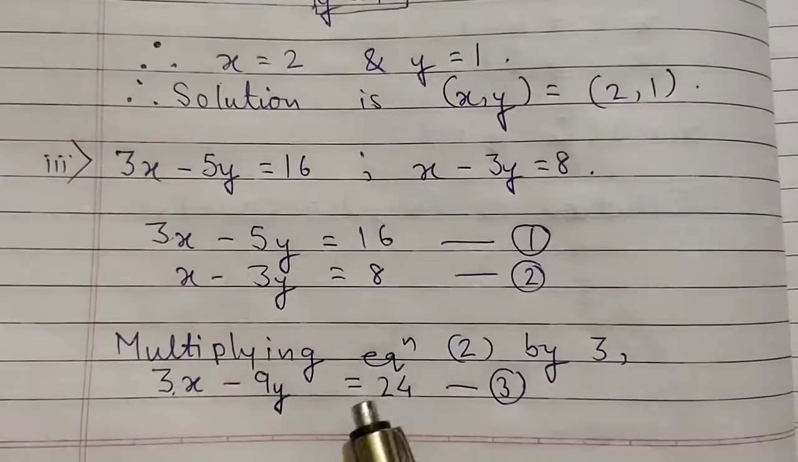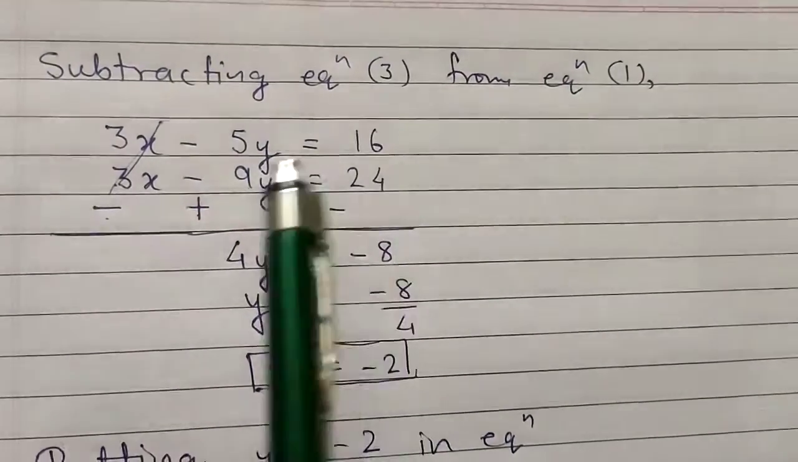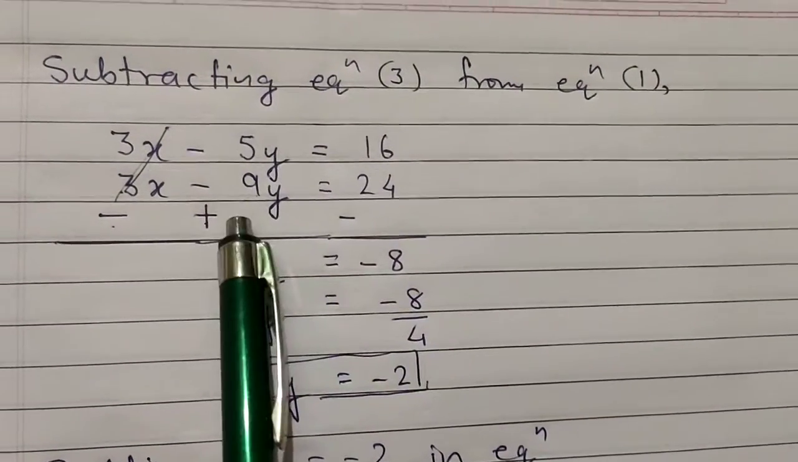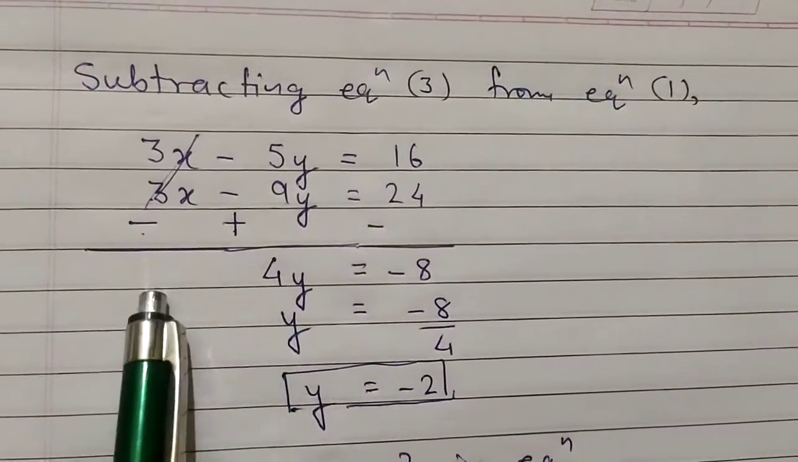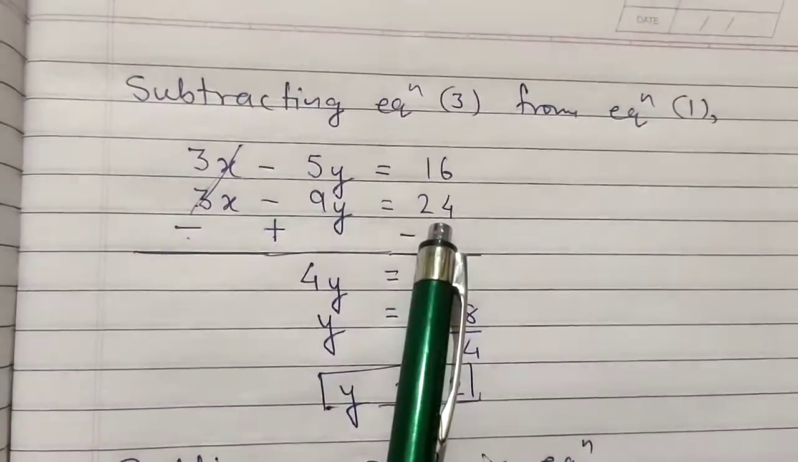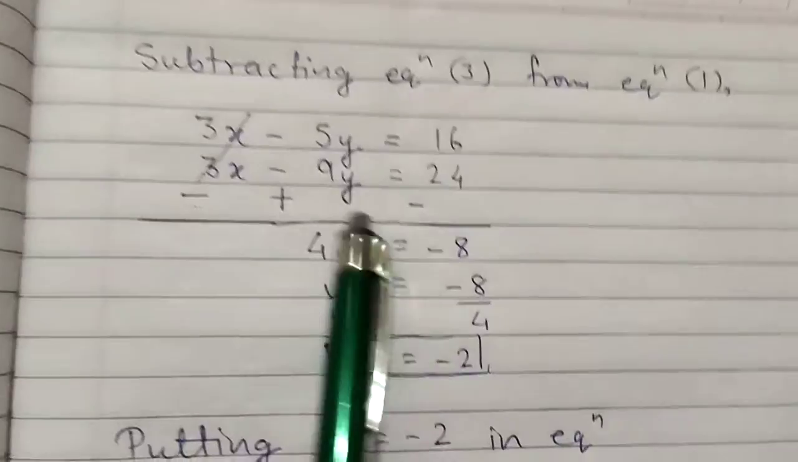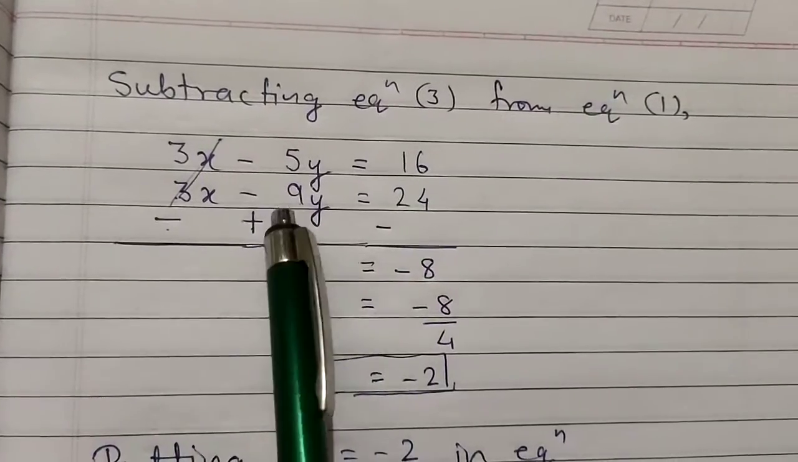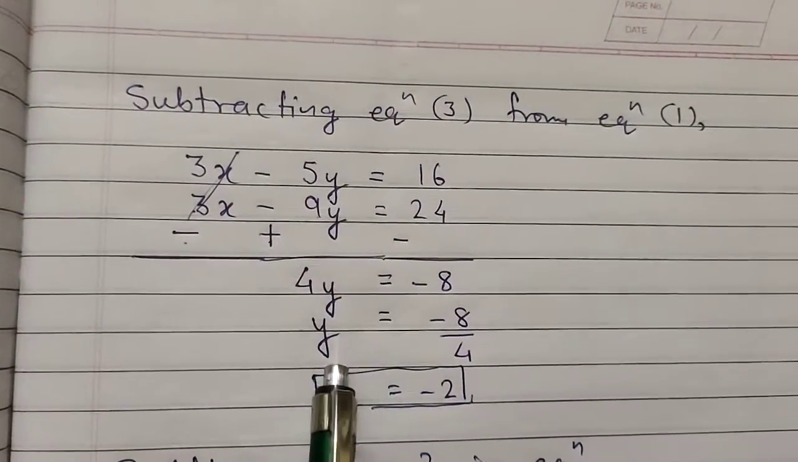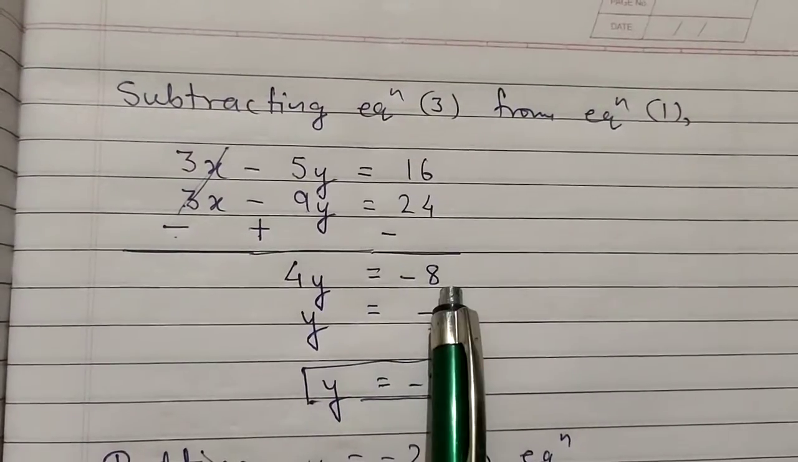And then we have subtracted equation 1 and equation 3. So we have subtracted equation 1 minus equation 3. While subtracting, we have to change the sign. So plus 3x becomes minus 3x, minus 9y becomes plus 9y, and this 24 becomes minus 24. Now 3x minus 3x get cancelled. 9 minus 5y gives you 4y, and equal to 16 minus 24 gives you minus 8.